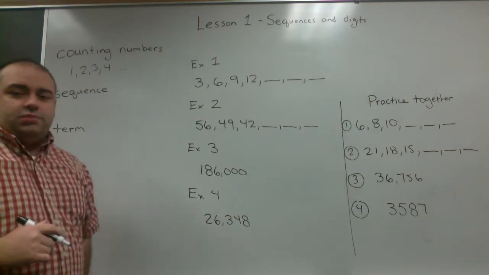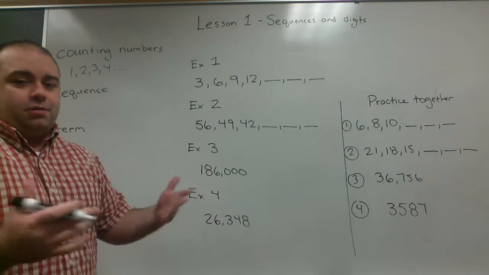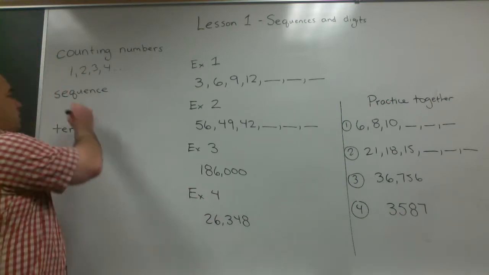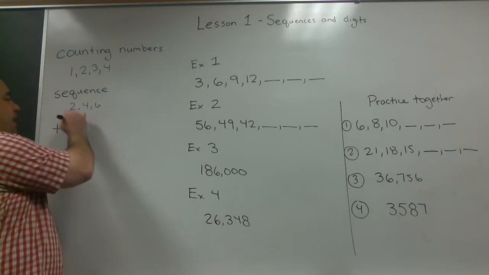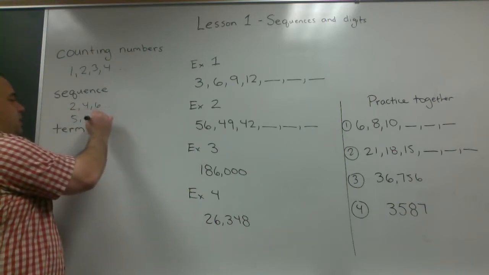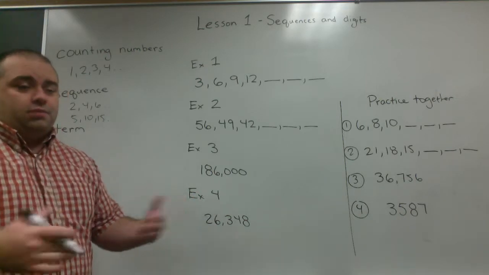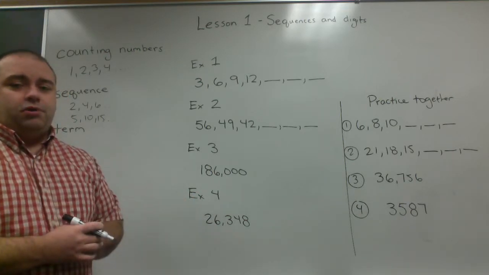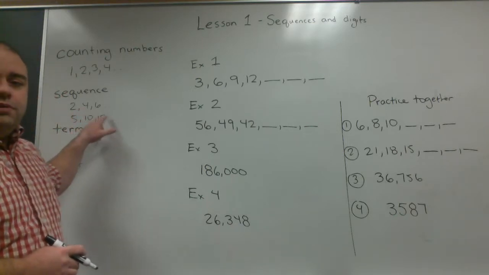A sequence is what you count by. So you could count by 1s, you can count by 2s, count by 5s, count by any number you'd like. So a sequence could be 2, 4, 6, and so on. You could go 5, 10, 15, and so on. A sequence would just be counting up or down depending on what kind of number you are going up or down by.